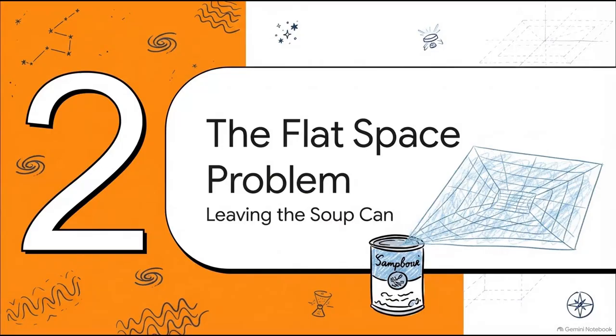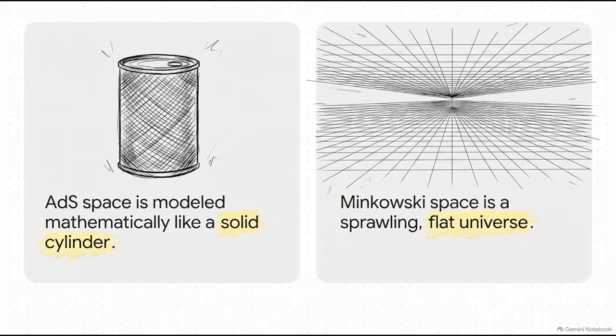Moving on to Section 2, the flat space problem, leaving the soup can. All right, here's where things get tricky. Anti-de Sitter space, or ADS space, is usually visualized mathematically as a solid cylinder. Think of it like a soup can, where the holographic boundary is just the tin surface on the outside.